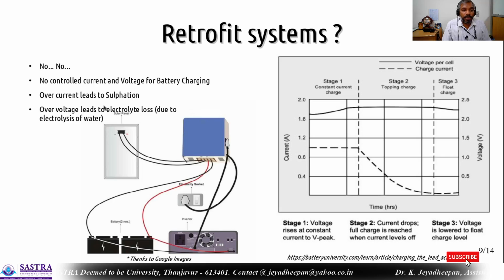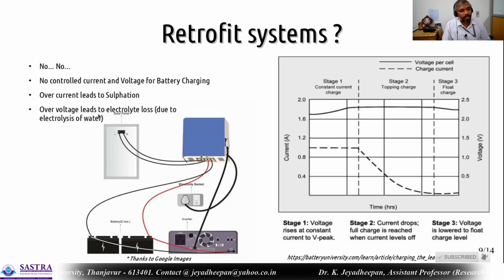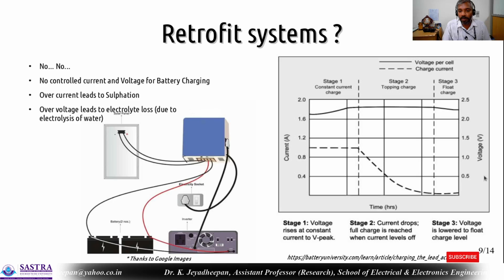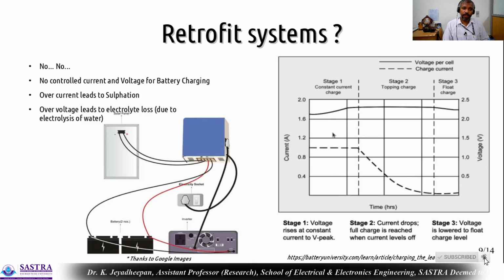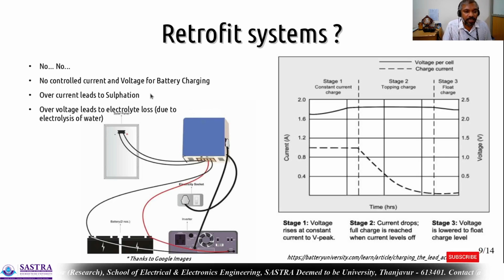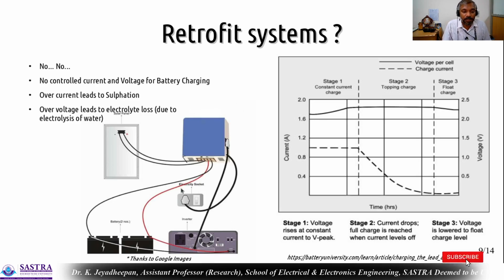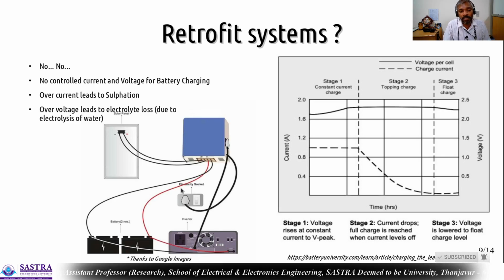But if you are charging the battery with constant current and constant voltage, by following this particular profile, you can avoid the sulfation in the battery, so that the life of the battery will be increased, and the electrolyte loss also will be very less, so the maintenance will be very less. Okay, so this controlled voltage and controlled current charging will not be possible most of the time in your retrofit system. That's why I'm saying retrofit systems are not advisable to use.